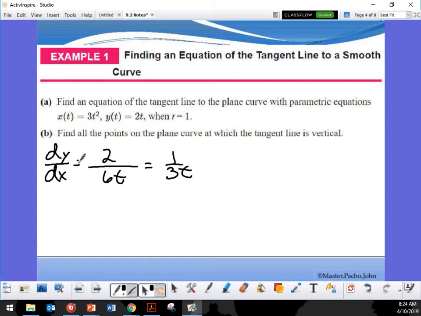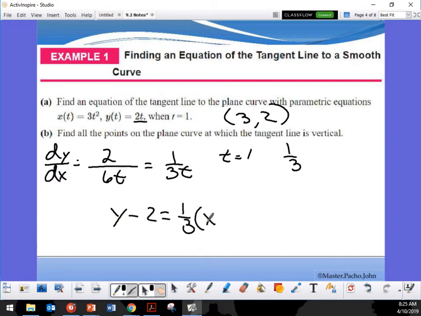When am I dealing with this? When t is 1, right? So when t is 1, I get 1 over 3, right? Okay, so now I'm going to make an equation. Let's plug in to figure out my x value. Plug in 1 here, I get 3. Plug in 1 here, I get 2. So I get y minus 2 equals 1/3 times x minus 3.